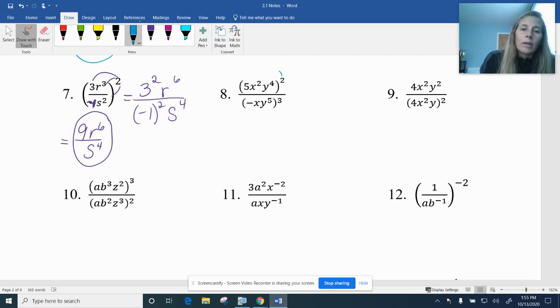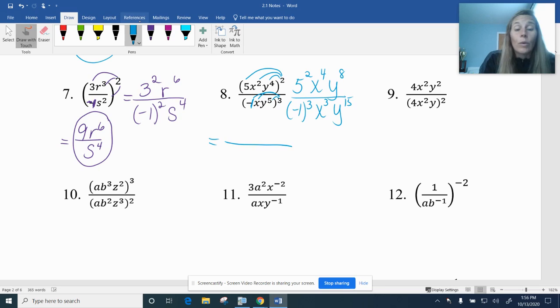Okay, number 8, I'm going to get rid of all my parentheses first. Again, I'm going to treat this negative x as a negative 1x, and that 3 is going to go to the negative 1, the x, and the y. So I have 5 squared, x to the 4th, y to the 8th on the top. On the bottom, negative 1 cubed, x cubed, and y to the 15th. Now here's an example of where that negative is not going to go away because negative 1 to the 3rd power is still negative 1.